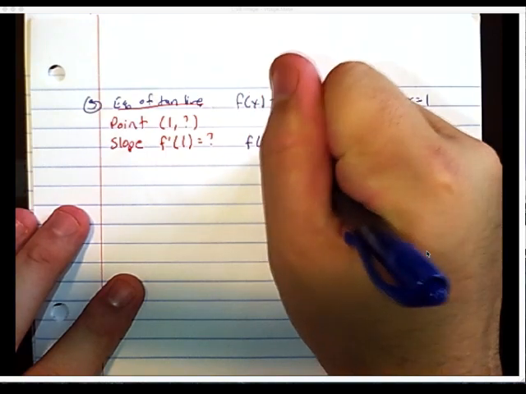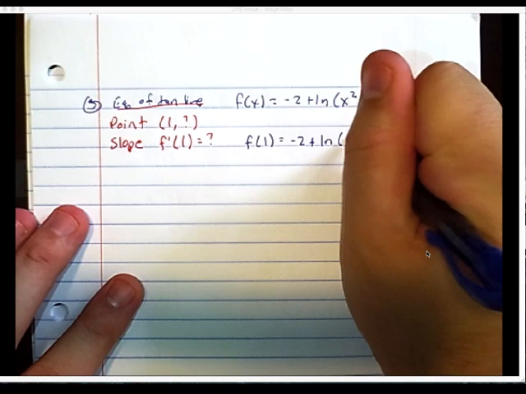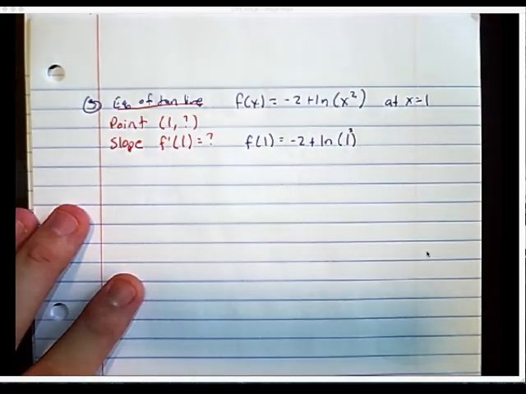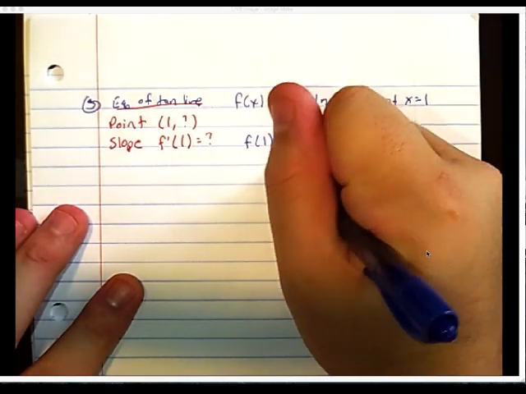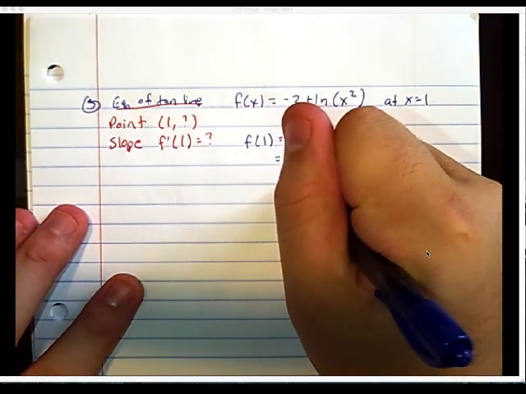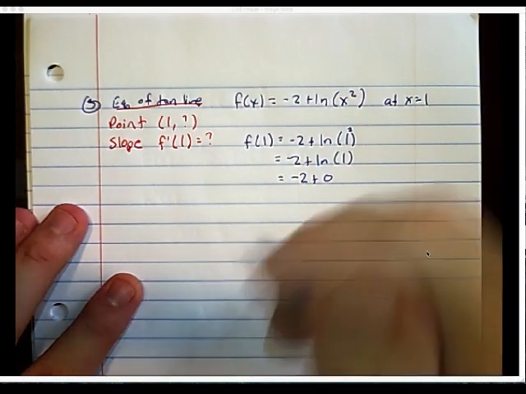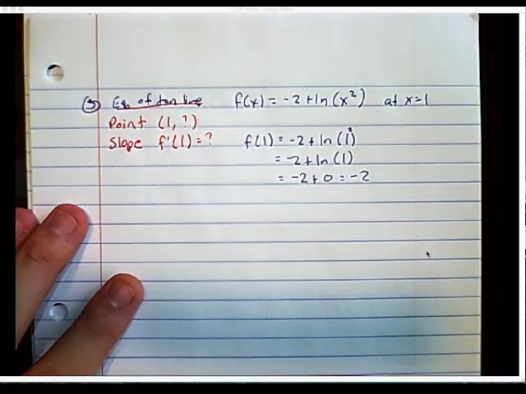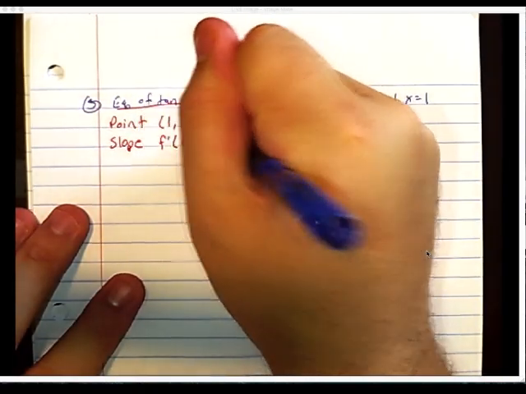f of 1 would be negative 2 plus ln of 1 squared. Okay. Simplifying, that's negative 2 plus ln, 1 squared is 1, and we have to know that natural log of 1 is always 0. So that's negative 2. So the y value there is negative 2.